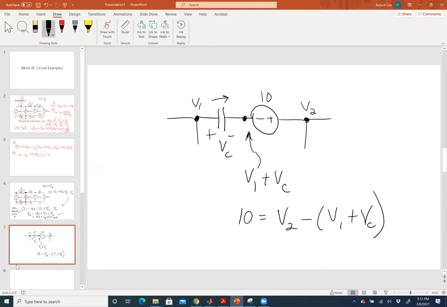Typically, when I have problems that involve voltage sources, that's a good time to do mesh, right? Because with mesh, I'm writing KVLs, and I know what the voltages are in those cases, all right? So I tend to write mesh equations when I have voltage sources, all right? All right, questions about that one?